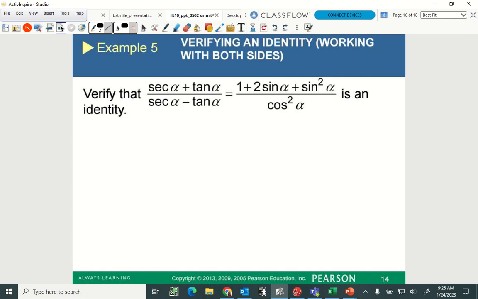All right. So let's go through and translate it to algebra before I get too far into this. So secant is going to give me 1 over x. Very good. So 1 over x plus tangent, which is y over x. All that is over secant, 1 over x, minus y over x. But I'm going to translate the other side too.